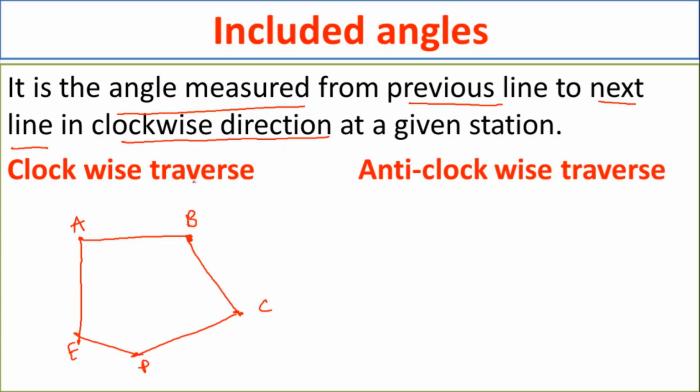Then how to measure that? You have to measure from previous line to next line in the clockwise direction. So this is the previous line and this is the next line. Whether we have to measure it in this direction, that is the anti-clockwise direction, or clockwise direction, this direction, we have to measure it in the clockwise direction. So this will be the included angle at this station.